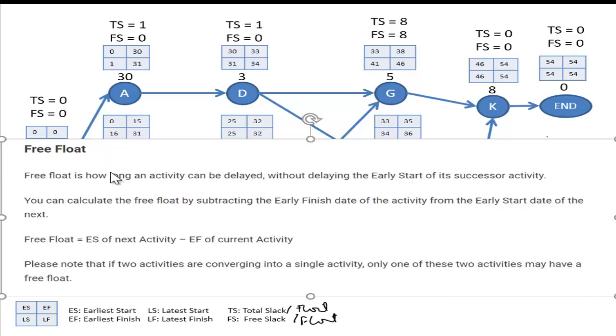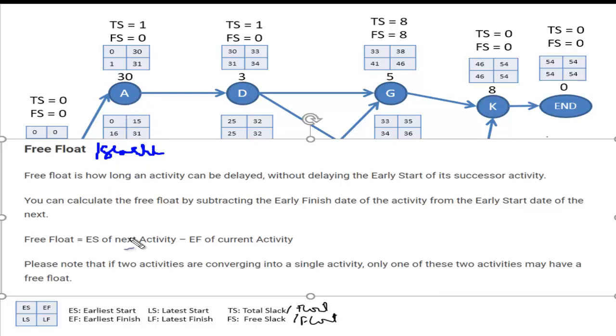Now our free float, or we also call it the free slack. How do we calculate that? Firstly, this is how long an activity can be delayed without delaying the early start of its successor activity. If I'm talking of A, how much can I delay A without delaying the early start of D? How much can I delay this without causing a delay for the next activity? This is what's called the free float or free slack.